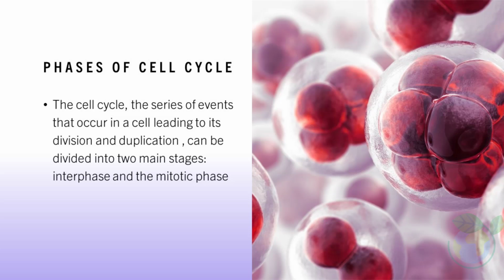Phases of cell cycle. The cell cycle, the series of events that occur in a cell leading to its division and duplication, replication, can be divided into two main stages: interphase, G1, S, G2, and the mitotic phase, M.